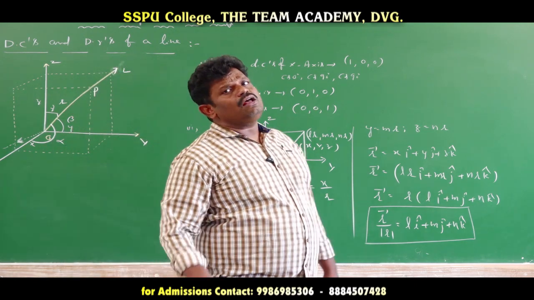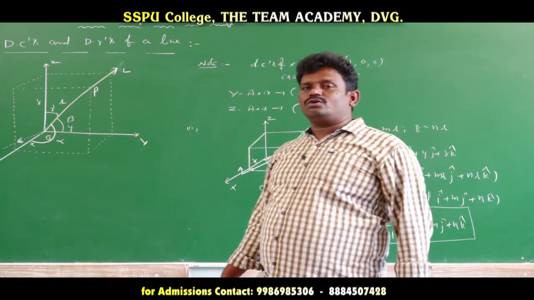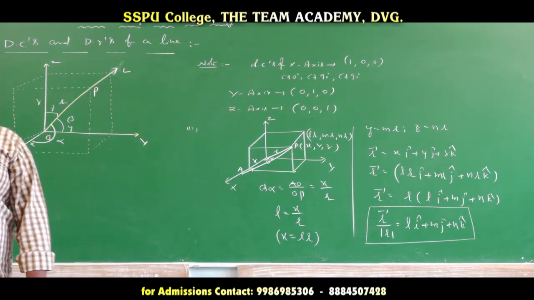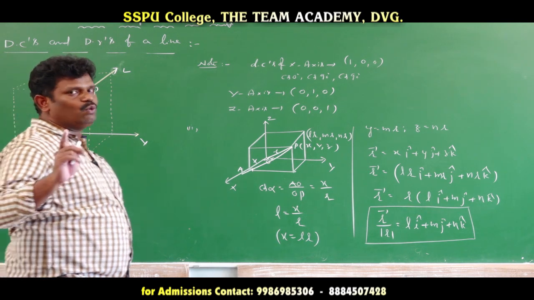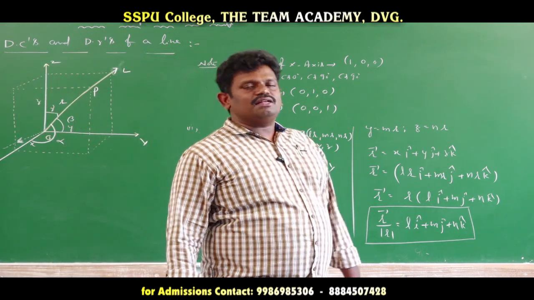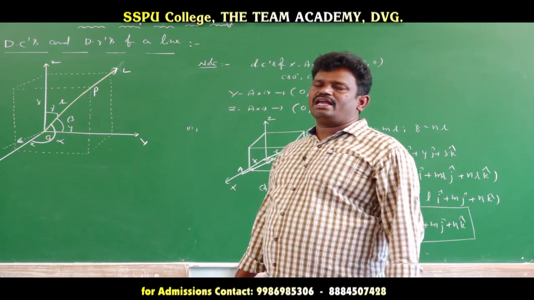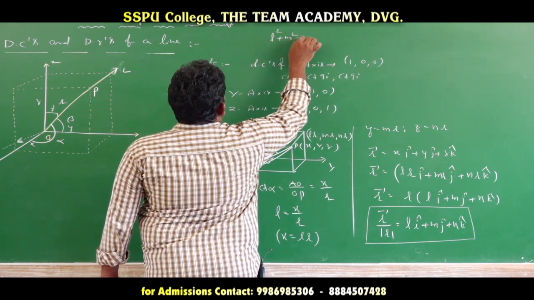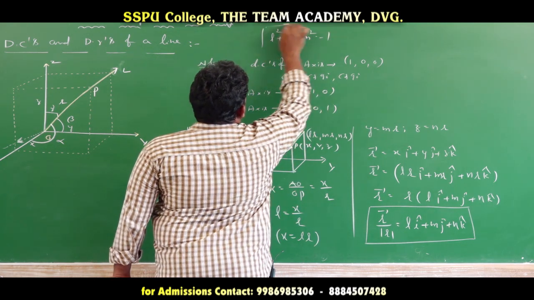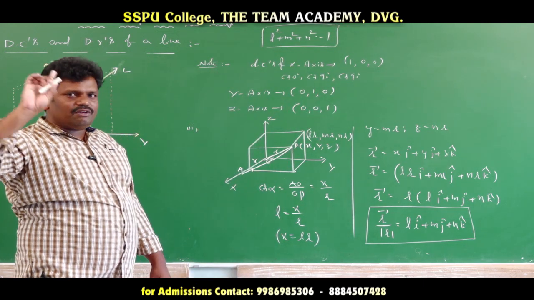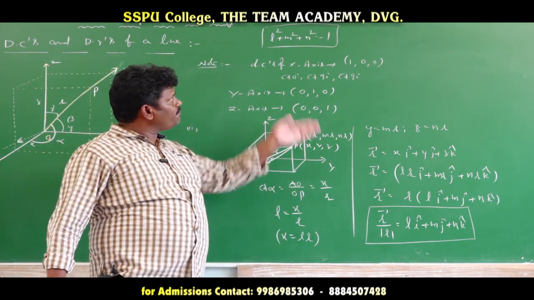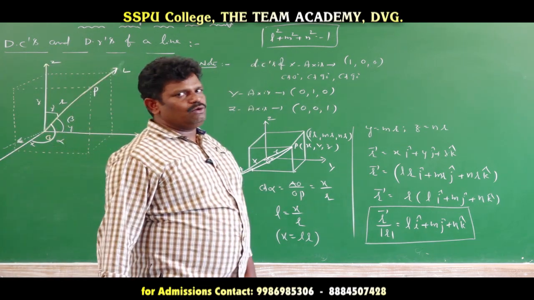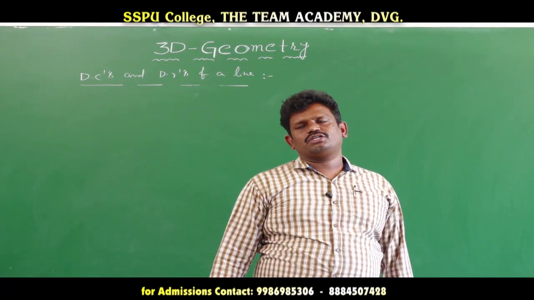Next, we already discussed the relation: if L, M, N are the direction cosines of any vector, then L square plus M square plus N square is equal to one. We already proved this concept in vectors also. Otherwise, using this concept, you can prove that L square plus M square plus N square is equal to one.